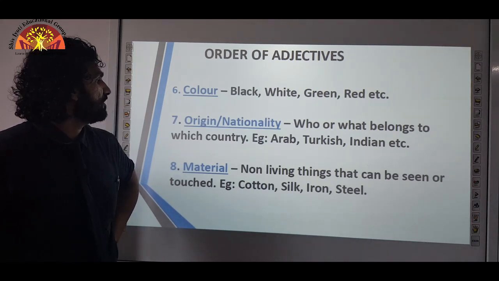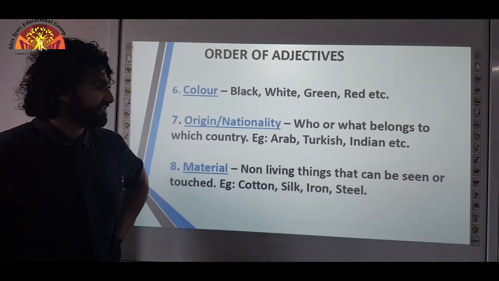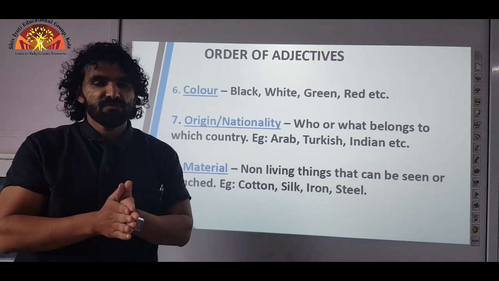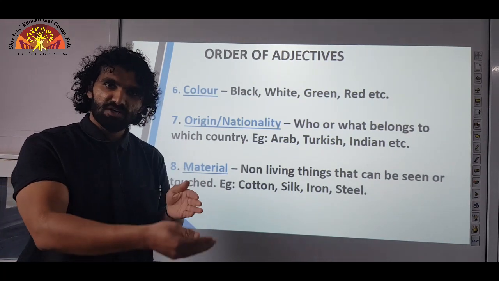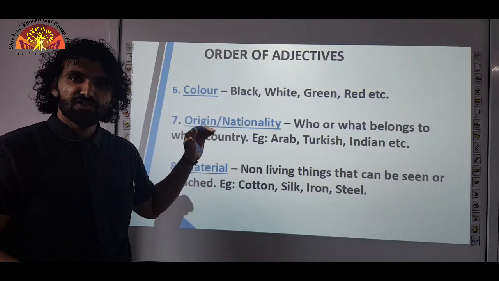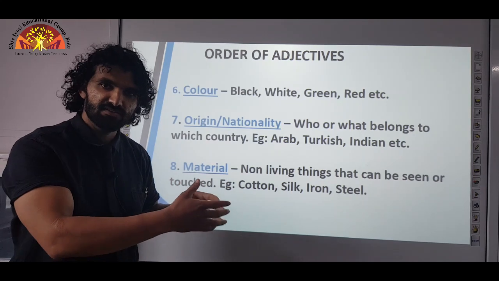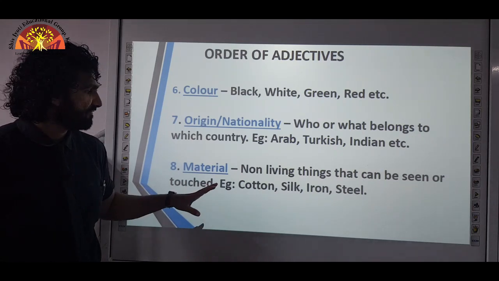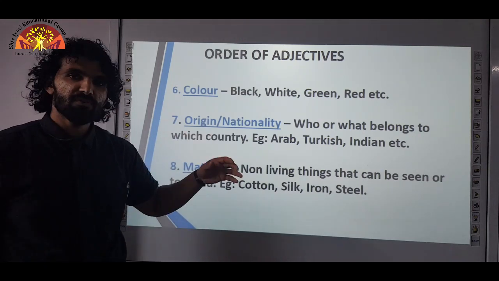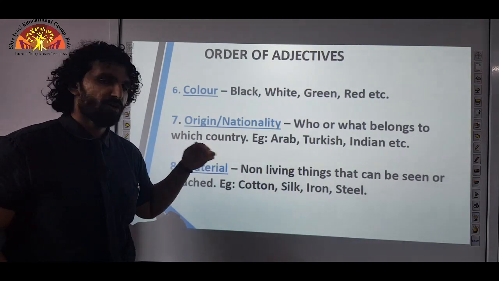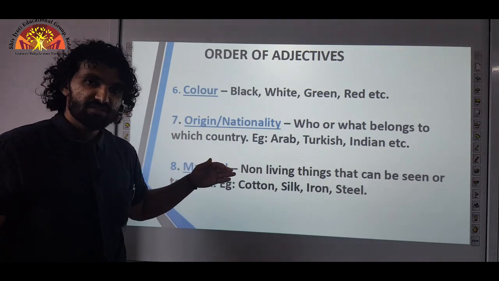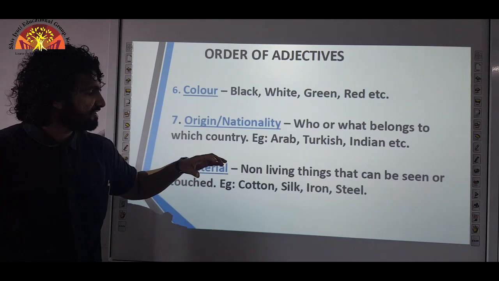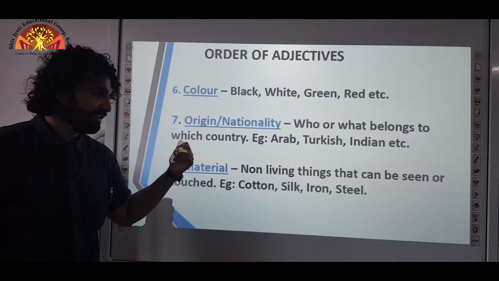Then comes nationality, who or what belongs to which country. It can be any non-living item, it can be a person, to which country, whichever country he or she belongs. If the nationality is mentioned, it has to be seventh in the order. It has to be mentioned somewhere in the last in the sentence. For example, Arab, Turkish, Indian, etc. And the last, material. We will mention material. Do not worry, we are going to go through some examples and this will all be clear to you just in few seconds. Non-living things that can be seen or touched. Example, cotton, silk, iron and steel. This will be the last.